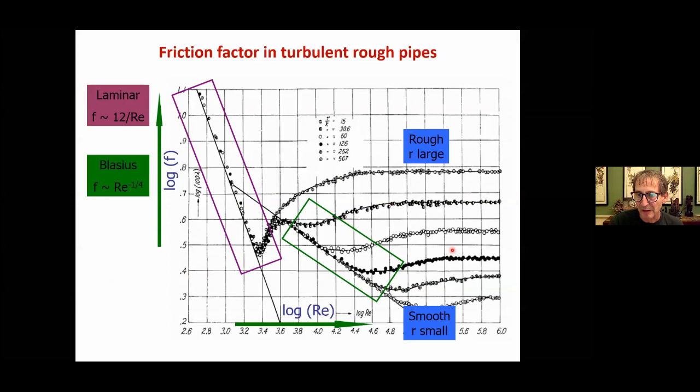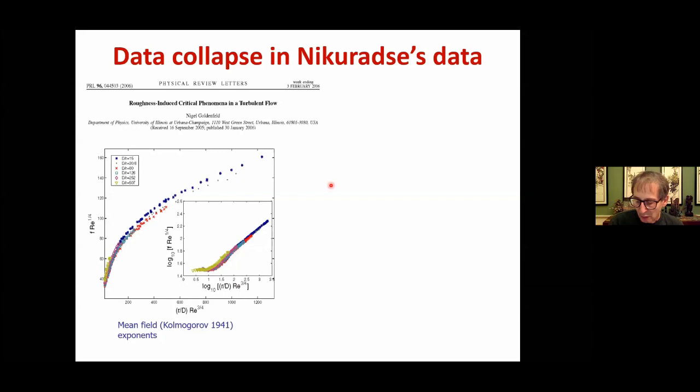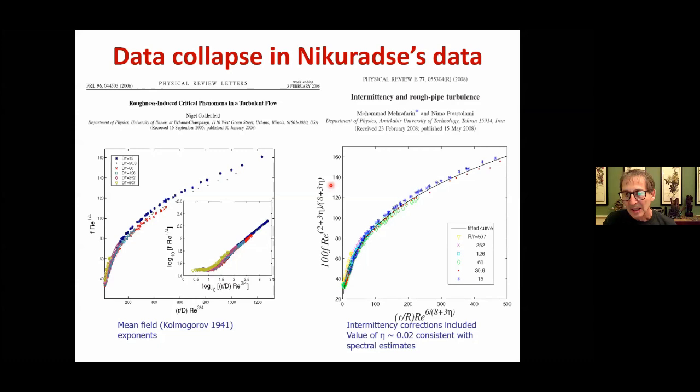So clearly we have collapsed these data, not quite as perfectly as we did in the case of the critical phenomena for a magnet. But you can do better because we didn't include intermittency. Now remember last time I showed you the intermittency correction adds a little exponent eta to the 5/3 law from Kolmogorov. So then you can ask, as Mehrafarin and Pourtolami did a couple of years after my paper came out, they extended my formula to include that intermittency. And then they asked, what value of eta do I need in order for the data to collapse? And the value that they found was a very small value, about 0.02, which is consistent with other estimates of this intermittency exponent.